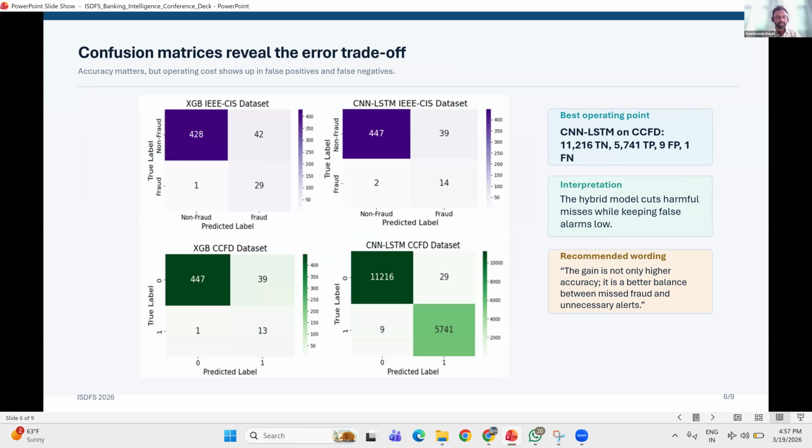Going to the next one, here are the confusion matrices. They reveal the error trade-off. You can see clearly 428 and 447 and 447 again for the XGBoost CCFD data set, which we considered. The hybrid model reduces the harm of misses while keeping false alarms very low. The gain is not only higher accuracy, it is also a better balance between missed frauds and unnecessary alerts.